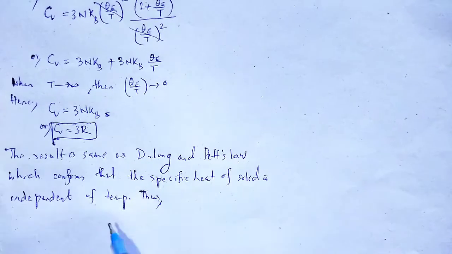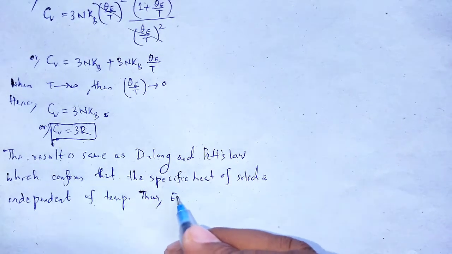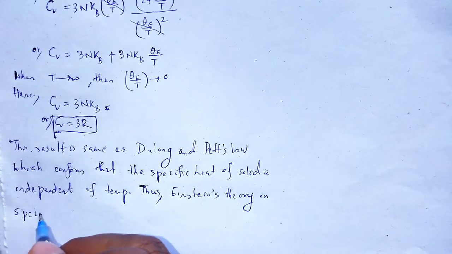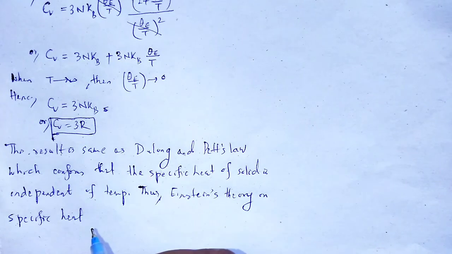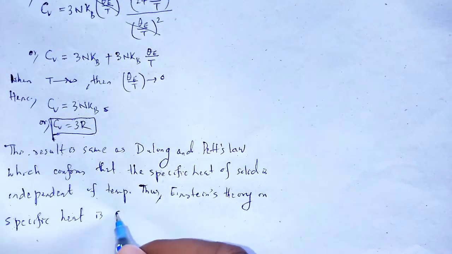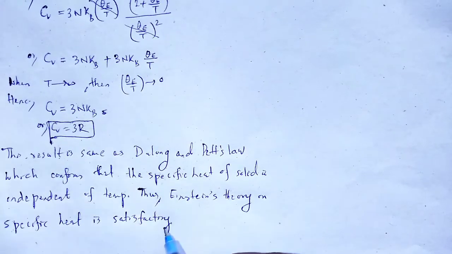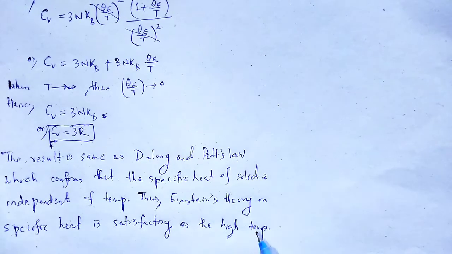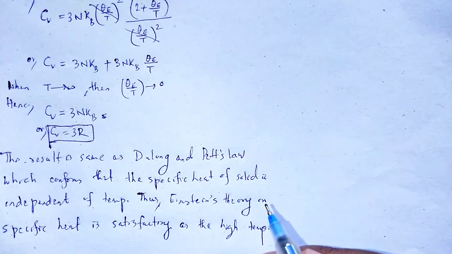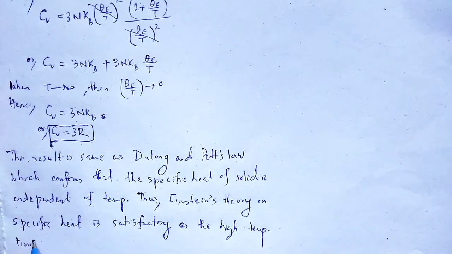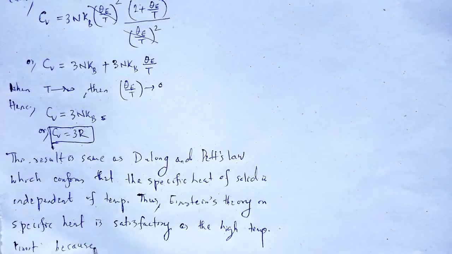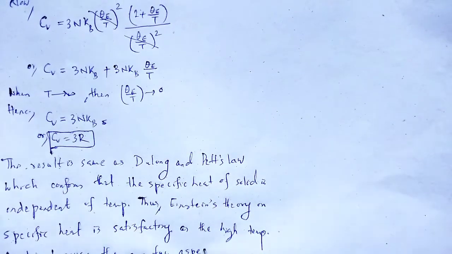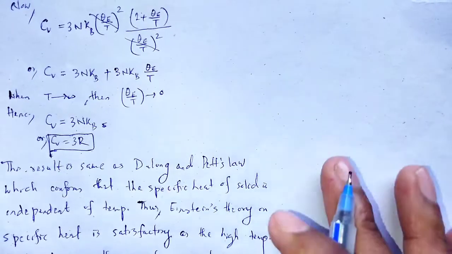Thus, we can say Einstein's theory on specific heat is satisfactory as the high temperature limit, because the quantum aspects become irrelevant.